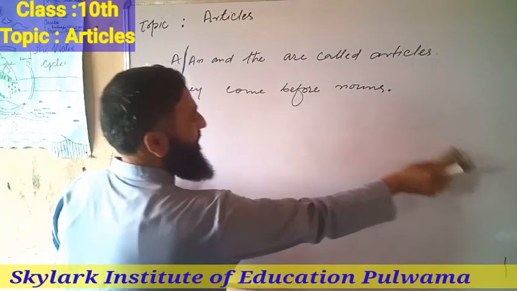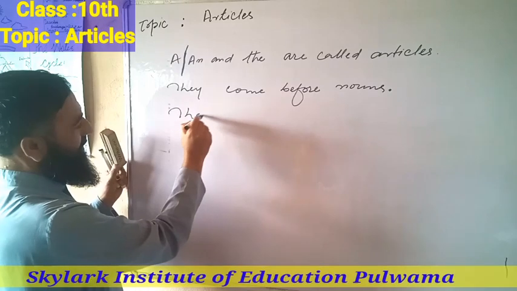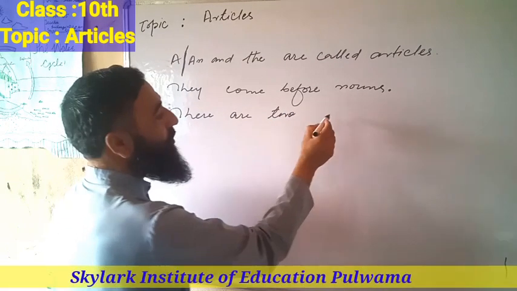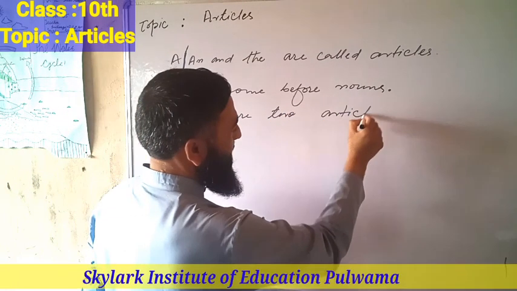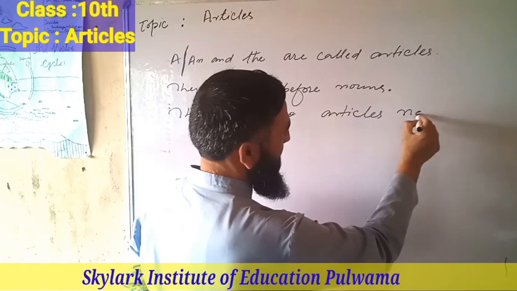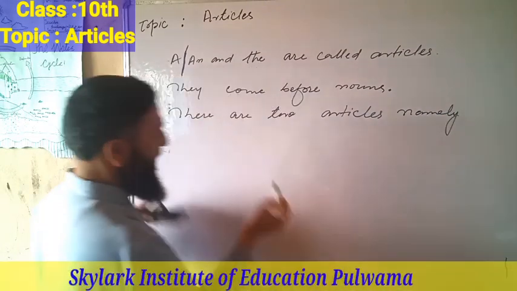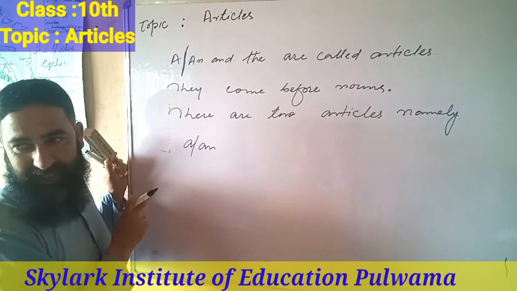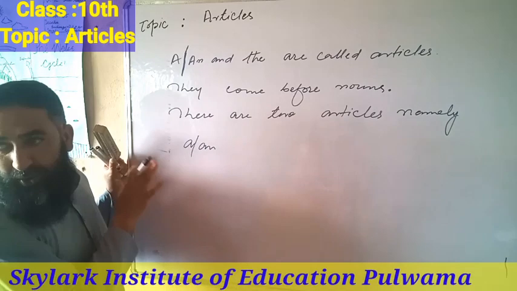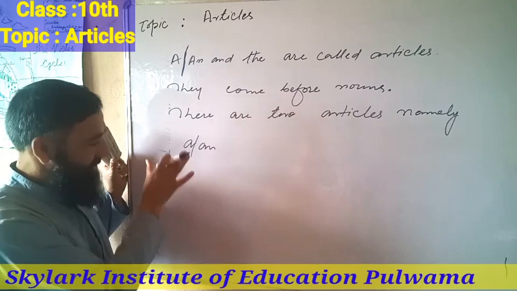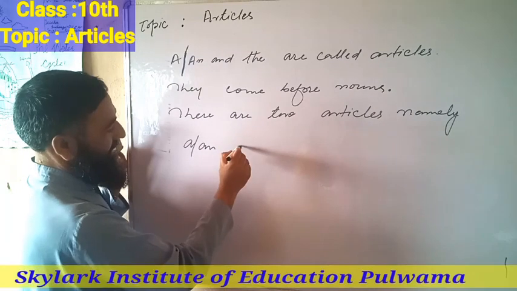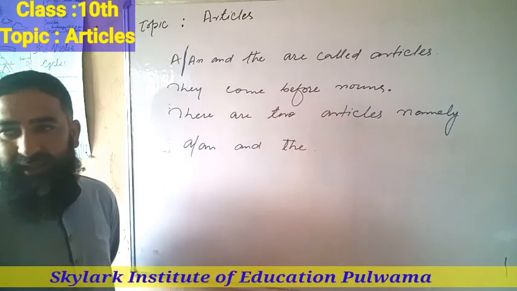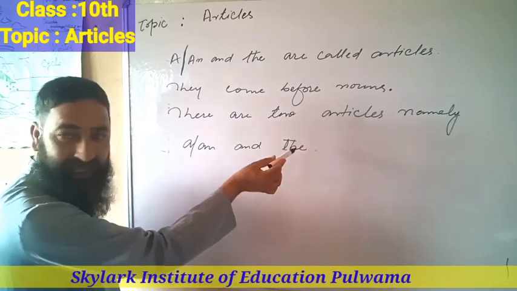So we'll move on. There are two articles, namely a, an, and the. I have already told you that in terms of meaning there is no difference, but in terms of sound there is a difference. You will come to know later on. There are only these articles in the English language: a, an, and the.